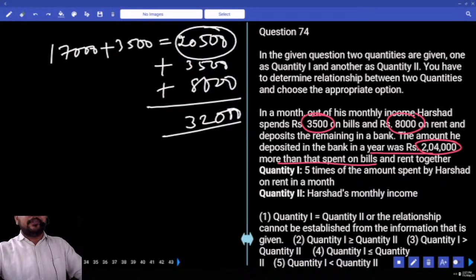Are you clear? This is the monthly income of that person. Monthly income of that person. Now here, observe carefully.